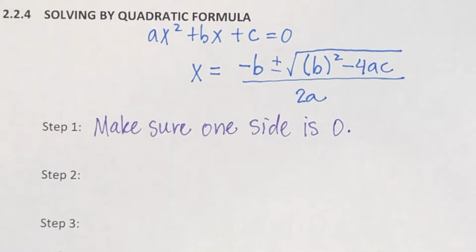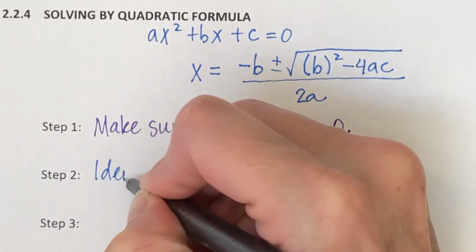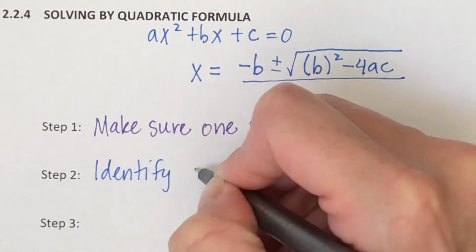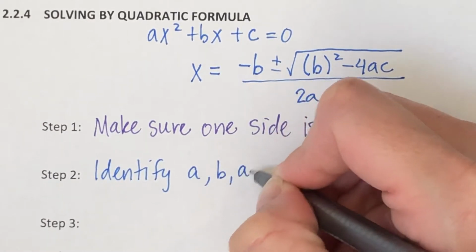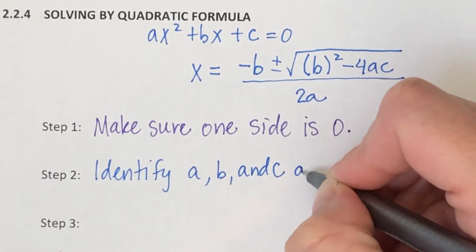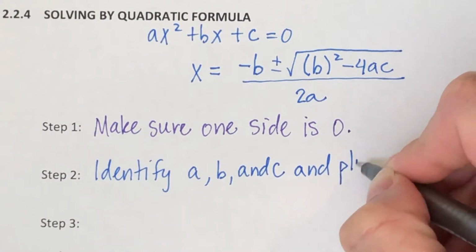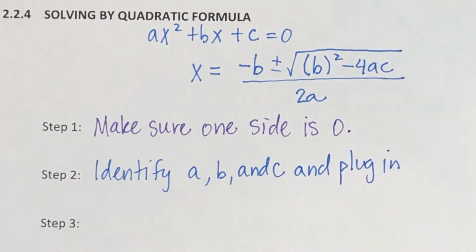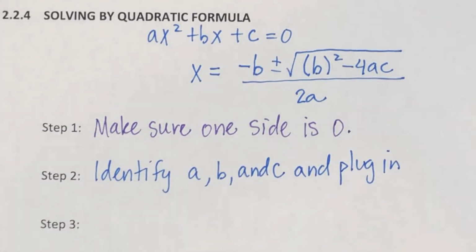Second step for the quadratic formula, once one side is 0, you want to identify a, b, and c and plug them in. You're going to plug them into that formula. Once you get them plugged in, cleaning that formula up, there's kind of a method to it to make sure we don't make mistakes.